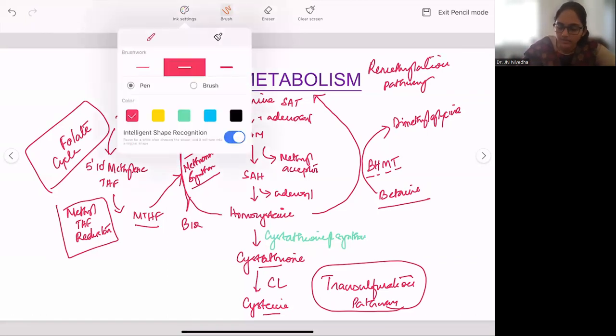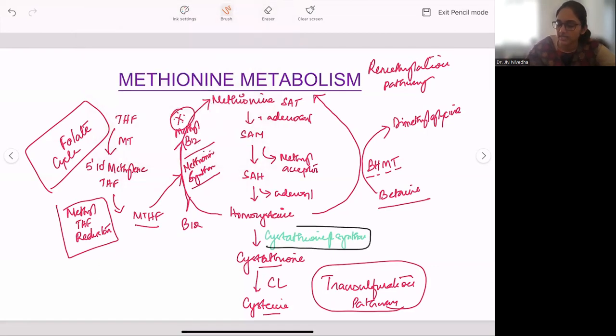So now imagine if the cystathionine beta synthase enzyme is defective or deficient. What happens? Homocysteine cannot be converted to cystathionine, and homocysteine accumulates. All of the accumulated homocysteine can give you more methionine. So more methionine conversion will be there, but cysteine levels will be low.